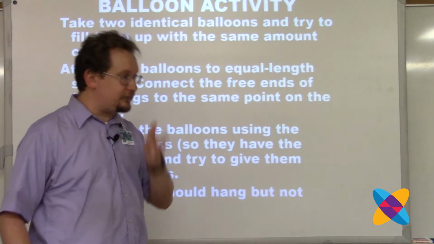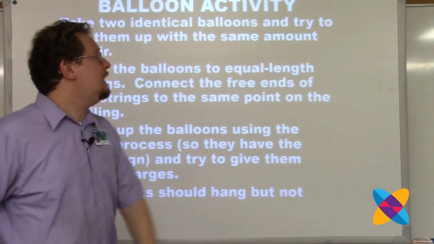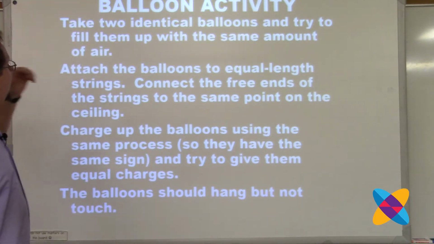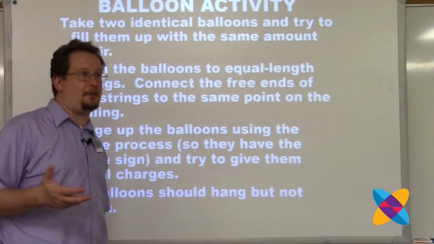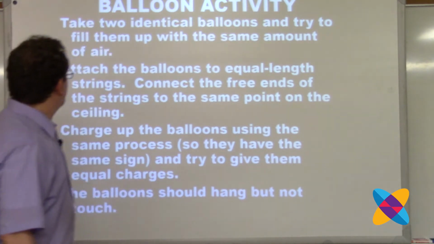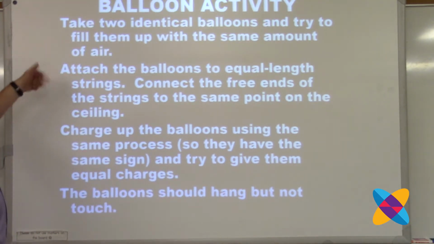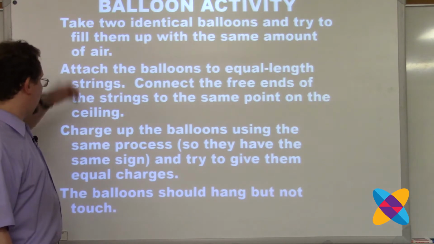You can have the students do it in pairs, but my stars, this is so difficult to get to work really well. We're going to take two identical balloons. We're going to fill them up with about the same amount of air. When I fill them up, I just take the biggest breath I can and let it all out, maybe do that 4 times, to make a big balloon on both of them. So I have about the same amount of air. We're going to attach the balloons to equal length strings, and connect the free ends of the strings to some point on the ceiling.